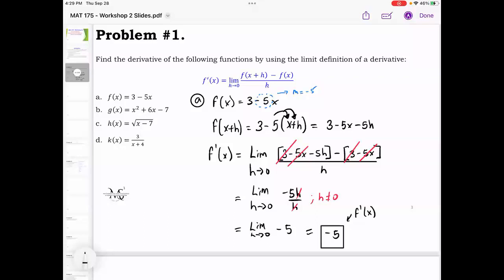This one doesn't require FOIL, because in order for you to FOIL, you need to have something like x plus h times x plus h. In other words, you need an x squared term. We don't have any x squared terms here, but in part B we do.